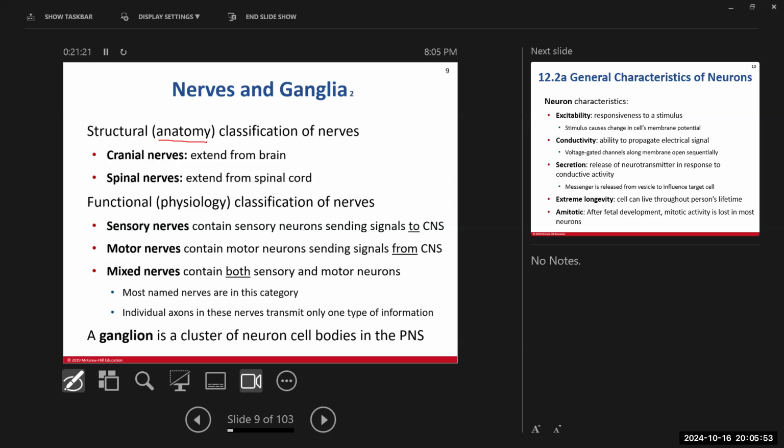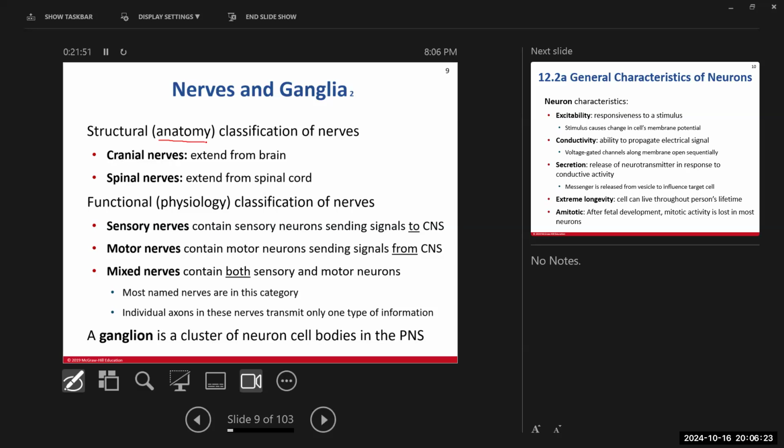And that's all they do. They don't carry any motor information. Motor nerves are going to, therefore, carry nerve information from your central nervous system out to the effectors. So they're essentially going to go away from the central nervous system. They originate in the central nervous system and go out to the effectors, the cardiac muscle, smooth muscle, or gland somewhere. And then mixed nerves, obviously, you'll have both.